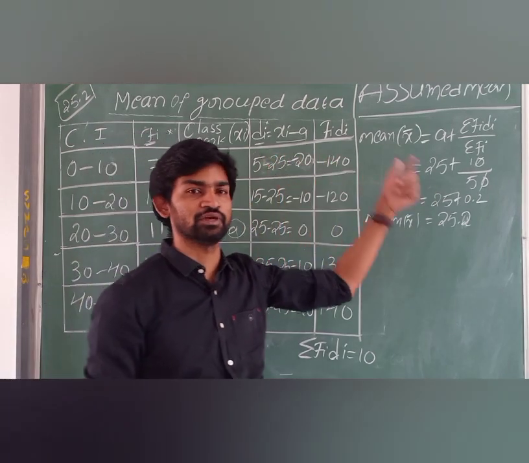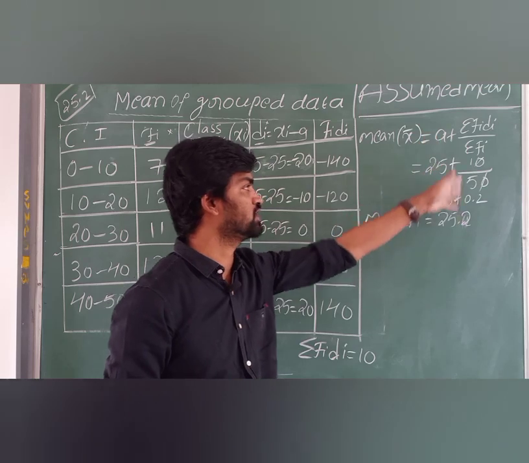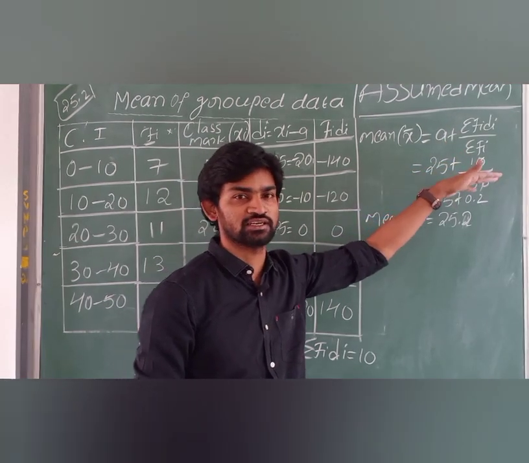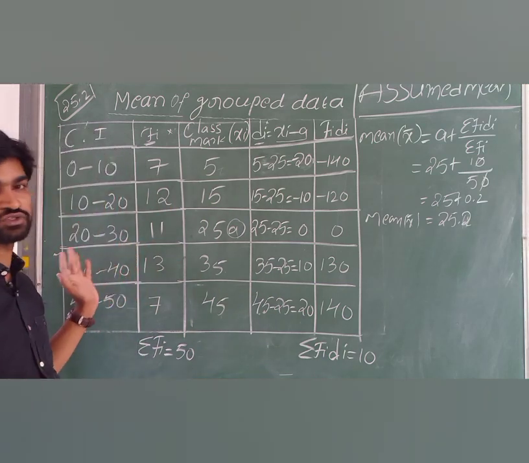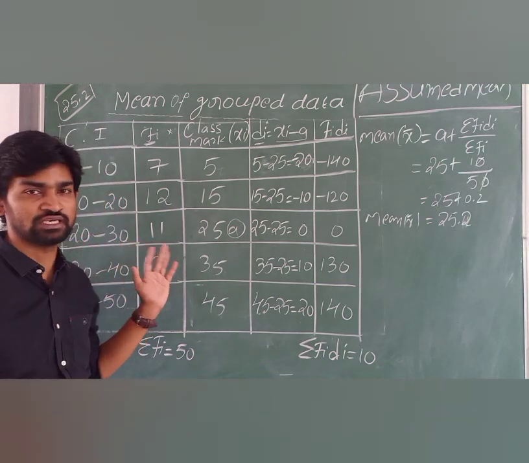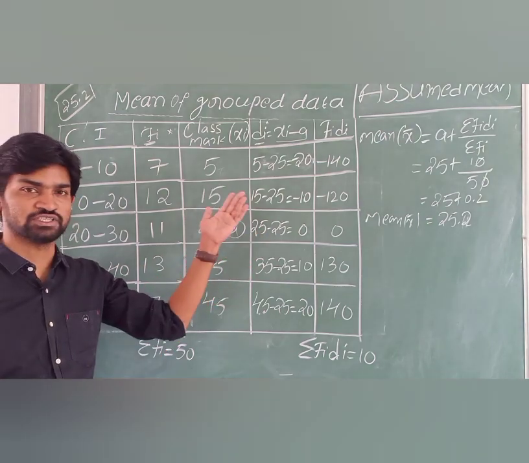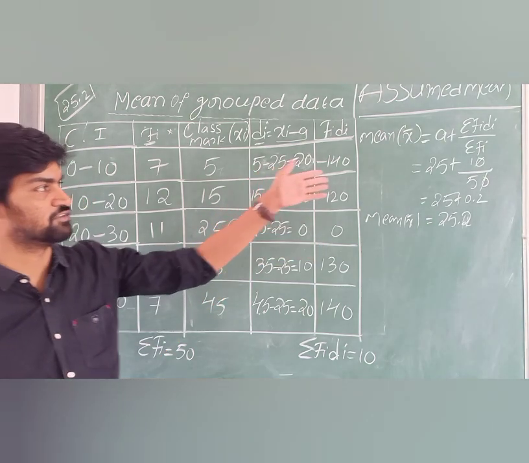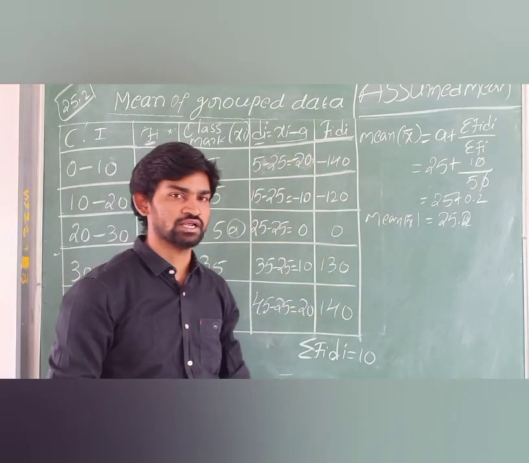In the direct method you will have bigger values to calculate, division and multiplication. Here the calculation becomes less if you use the assumed mean method. If you have bigger class intervals like 1000, 2000, 2300, then it is very difficult to use the direct method because the multiplications and divisions become a little difficult. So use the assumed mean method when intervals are bigger.